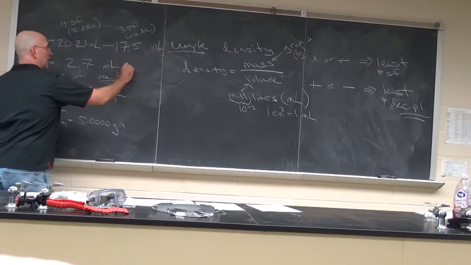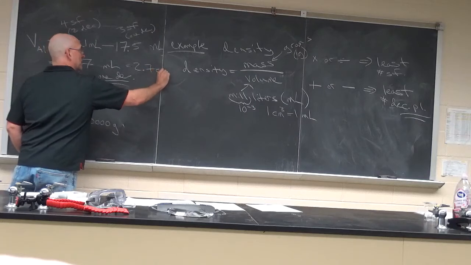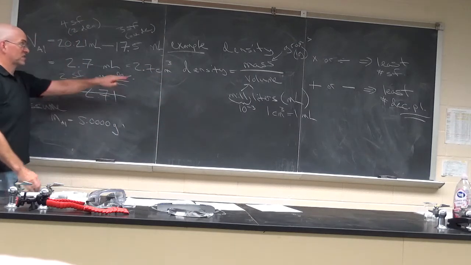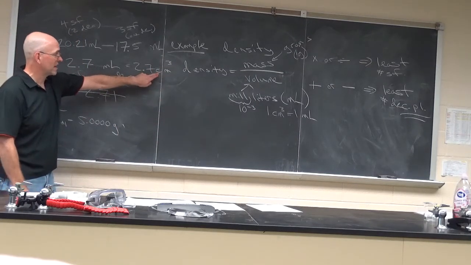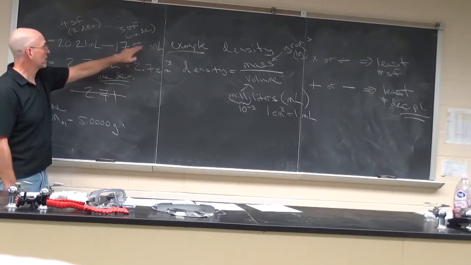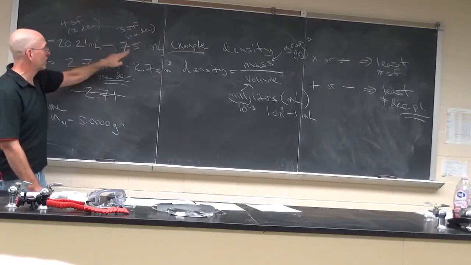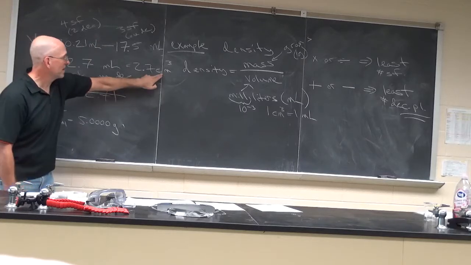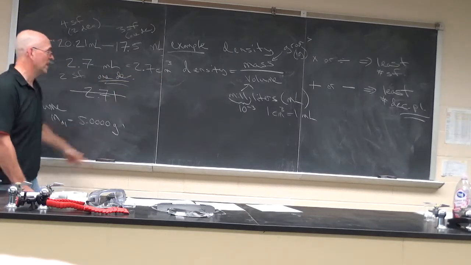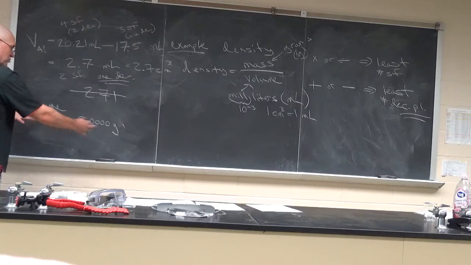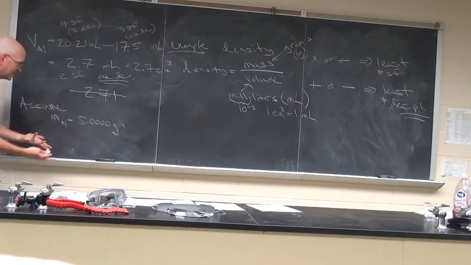Oh, by the way, this would then also be 2.7 cubic centimeters. Typically for solid objects we use cubic centimeters, and for liquids like water we use milliliters. So I'm just trading over from liquid water to a solid piece of aluminum here. Fine. Let's assume that. You just go back there. So how many sig figs is that?